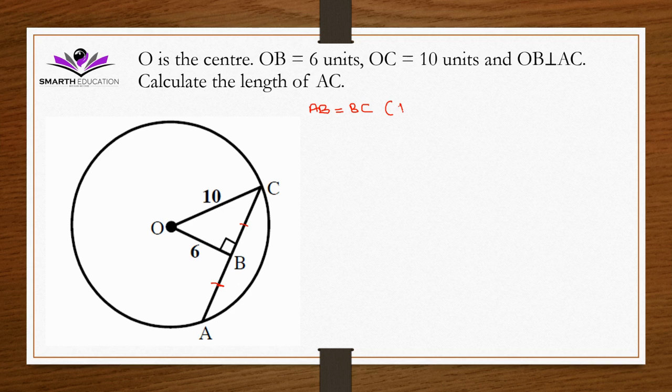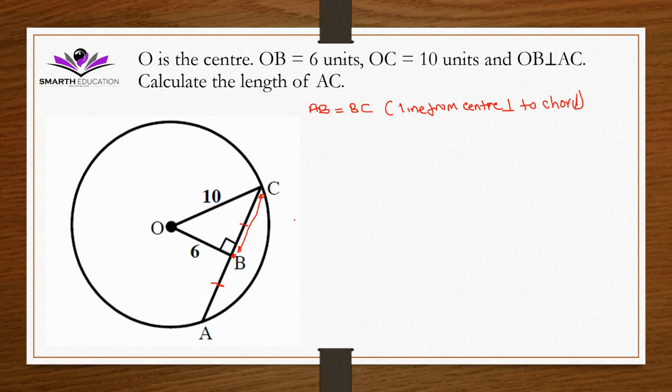Line from center perpendicular to chord. We say line from center perpendicular to chord. Once we get our BC, then we can easily get our AC because we're going to say BC times 2, or BC plus BC, because BC and AB are just the same. Now, how can we get BC here?